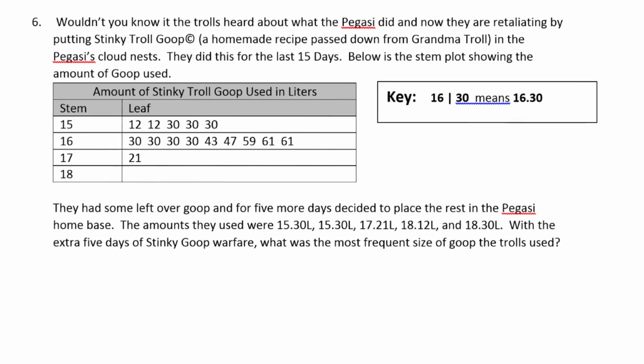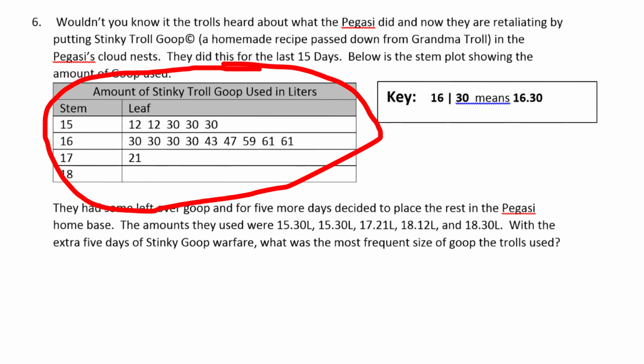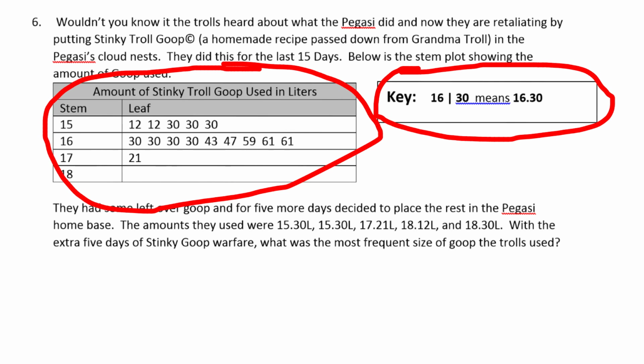So what we have here is regular data, and here's a key that's going to help us analyze that data. It tells us that 16 with the stem line 30 means 16.30. So that would mean this number here is 16.30. This number here would be 16.47. This number here would be 17.21. So that just tells us how to read it.